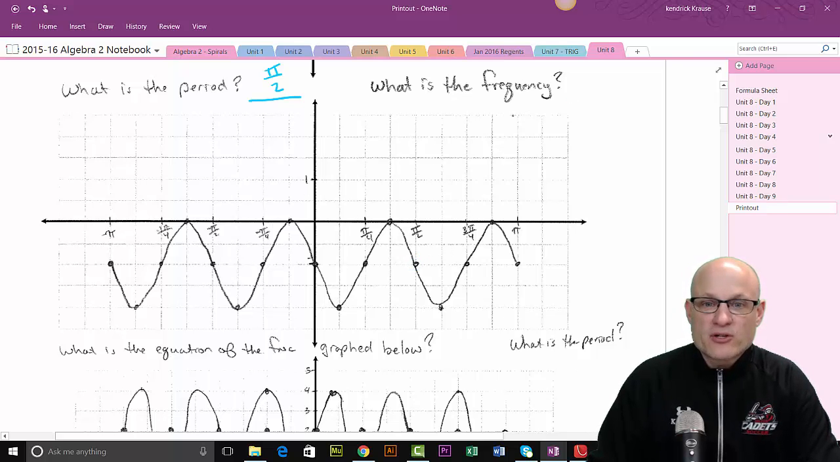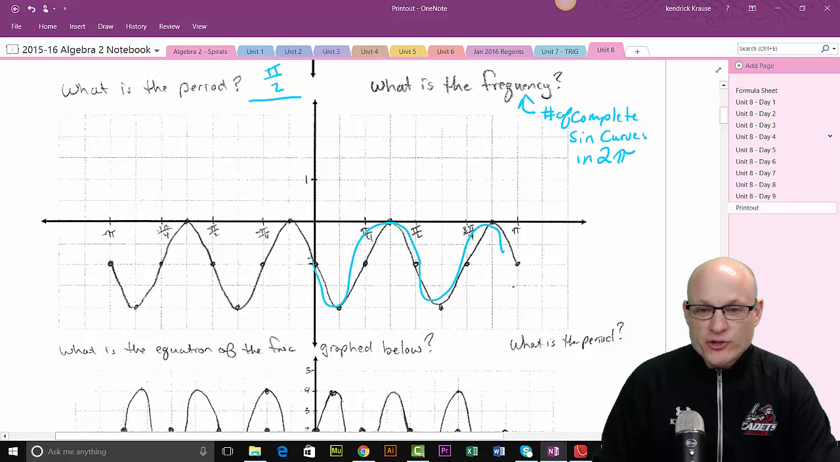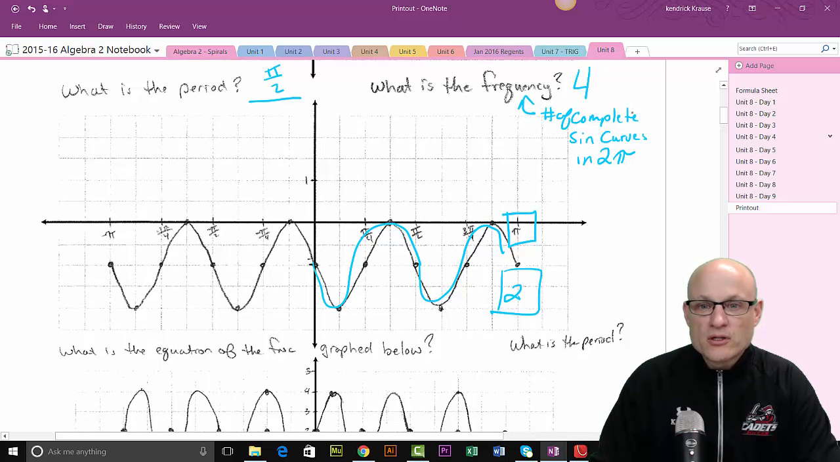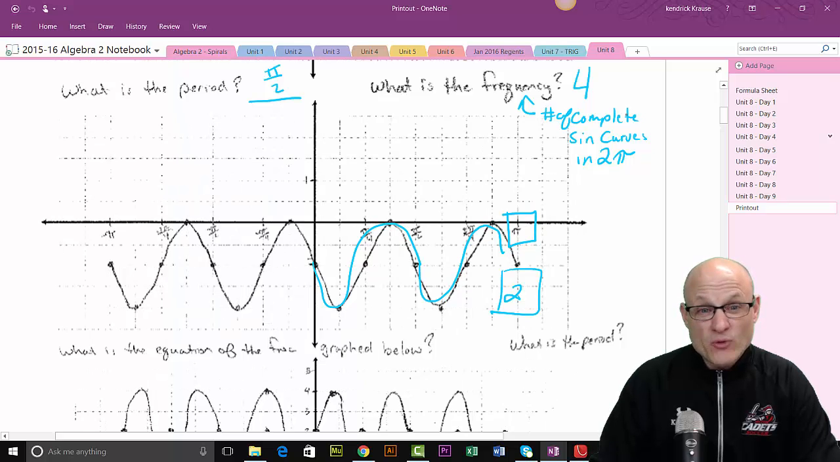My frequency is the number of complete sine curves in 2 pi. So let's see. 1. So I finished 2 that I got here. So I finished 2 sine curves in pi. If I finish 2 sine curves in pi, that means I would finish 4 in 2 pi. So my frequency is 4.